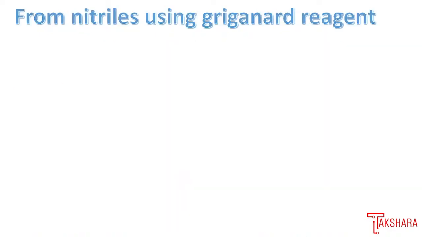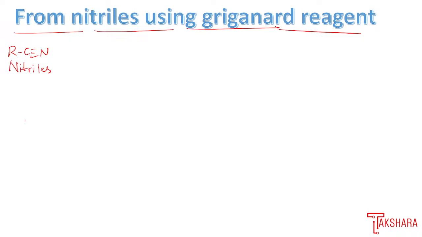Okay, next let's go to preparing ketones from nitriles using Grignard reagent. Taking nitriles as the reactant molecules, how do we prepare ketones by using Grignard reagent? Let us have the general formula of nitriles as RC triple bond N. This is what? Nitrile.